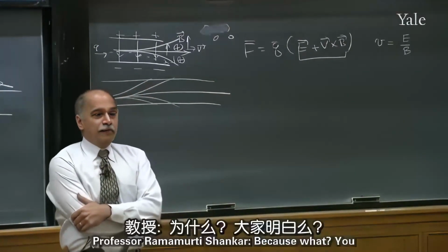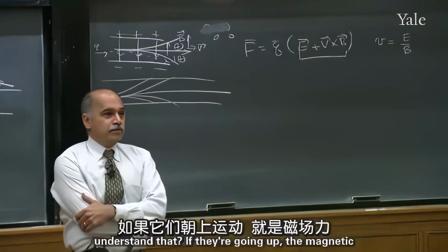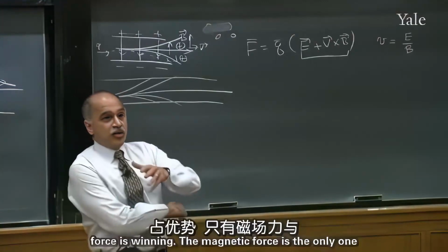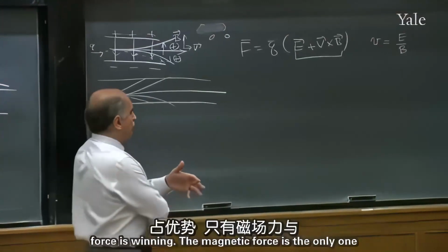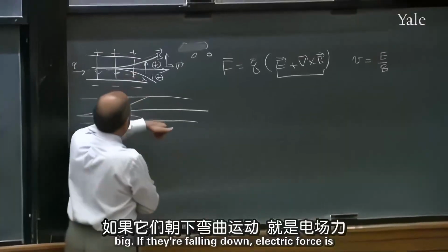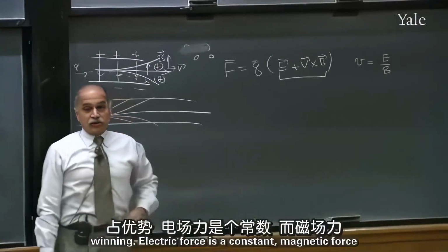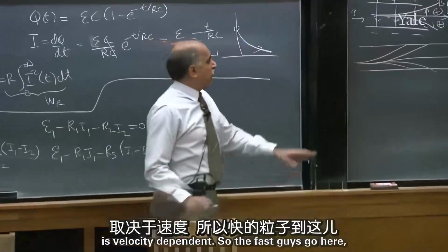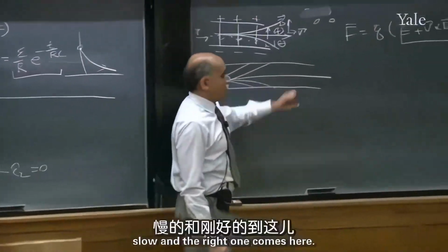Because of what? You understand that? If they're going up, the magnetic force is winning. Magnetic force is the only one who cares about your velocity, so the velocity is too big. If they're falling down, electric force is winning. Electric force is constant, magnetic force is velocity dependent. So the fast guys go here, slow, and the right one comes here.